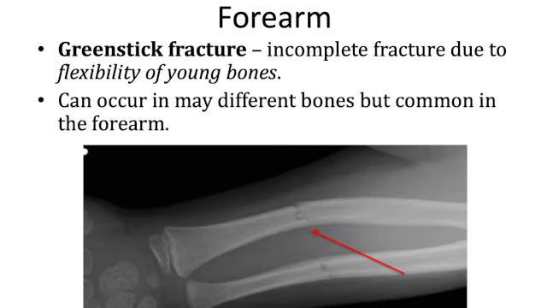This is a greenstick fracture. A greenstick fracture is an incomplete fracture due to flexibility of young bones. So obviously pediatrics and adolescents are going to be the ones that have these fractures most commonly. We can tell this is a pediatric forearm based on the epiphyseal plates. We don't see a full epiphyseal line here, but we see a gapping of the epiphyseal plate.